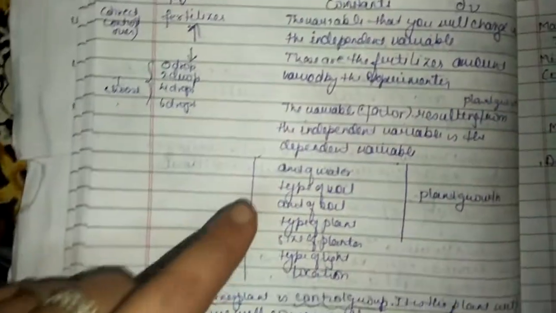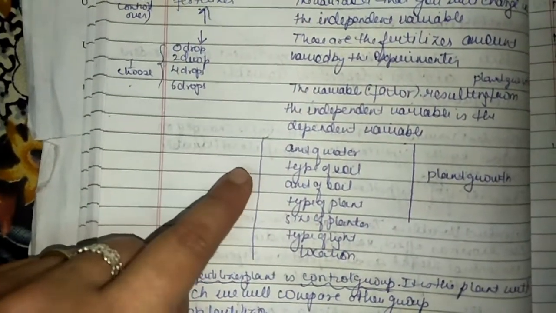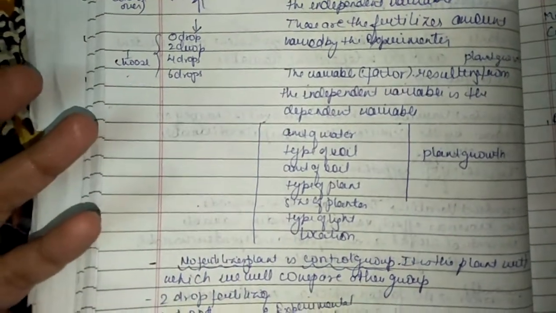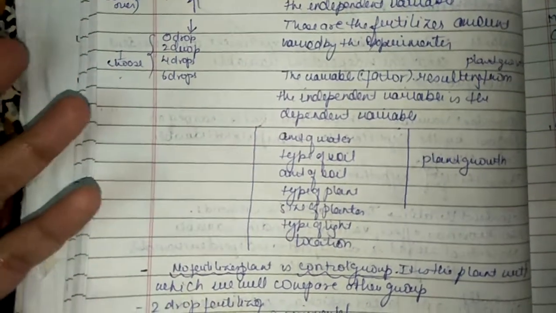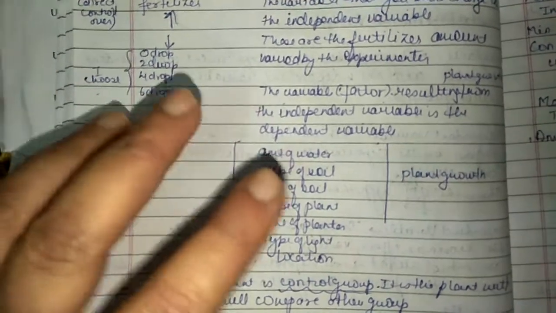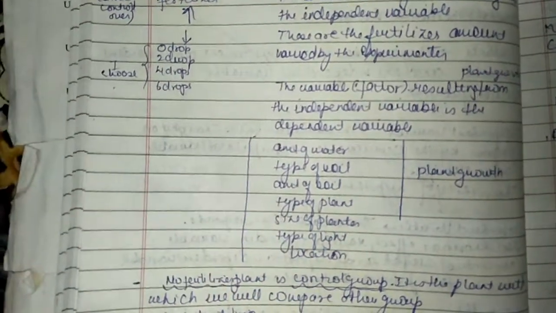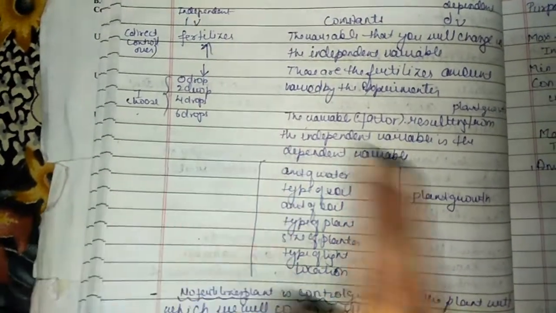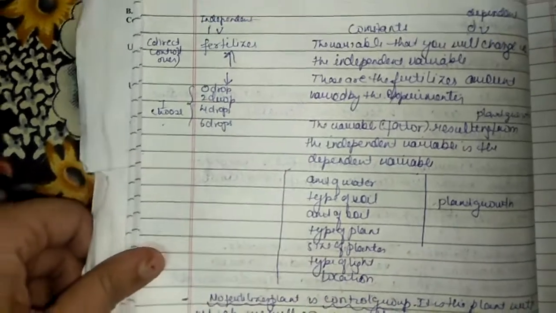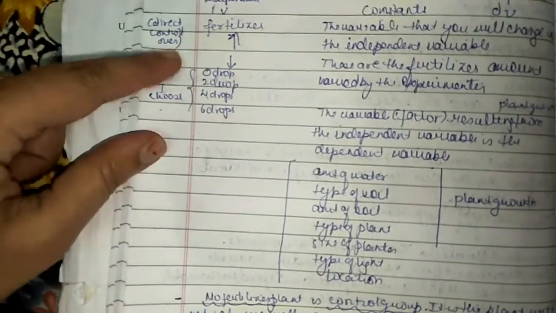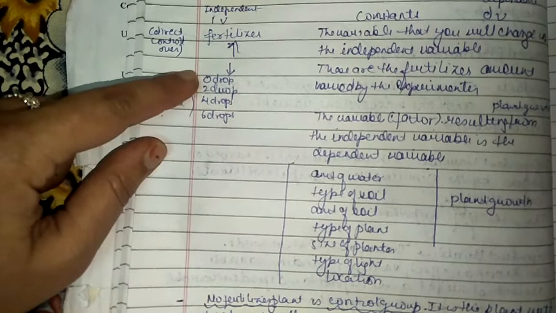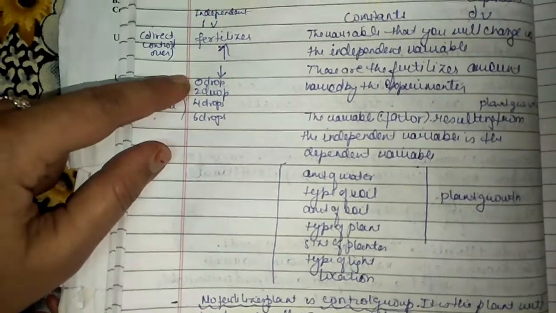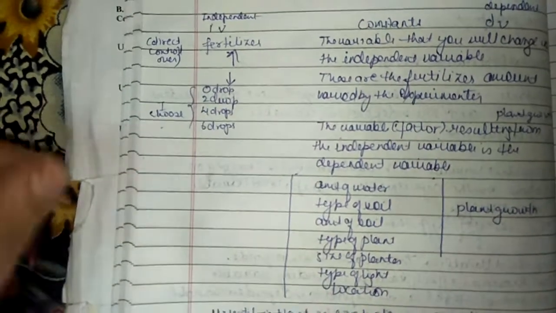The constant variables would be the amount of water, the type of soil, amount of soil, the type of plant, size of plant, the light, location, weather. These are the variables which are not being touched by the experimenter. Only the effect of fertilizer on plant growth is being witnessed. I'll start with the experiment. Being an experimenter, I will use no fertilizer on a plant and see what would be the growth of the plant.